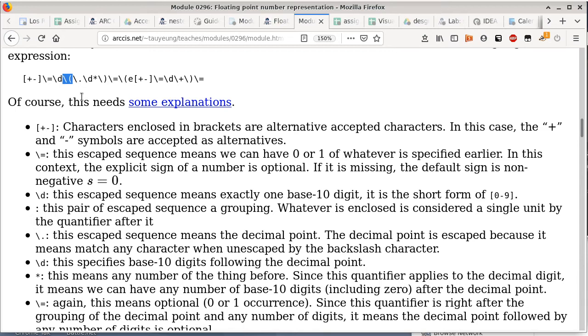Is that okay? So we have open and we have close parentheses that specifies a sequence. So the sequence is going to be whatever is specified between the parentheses, right? Between the open and the close.